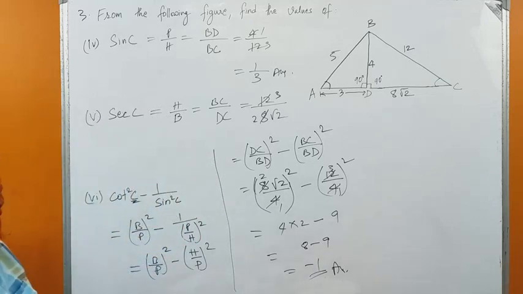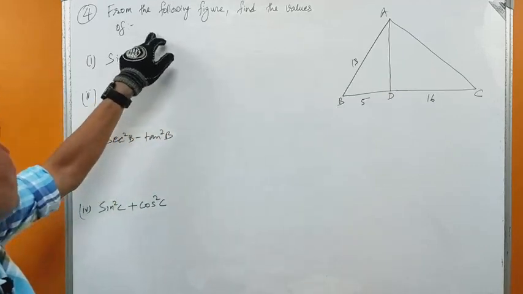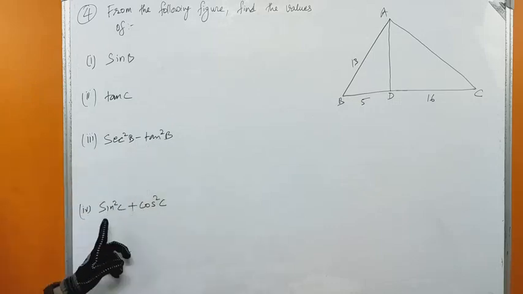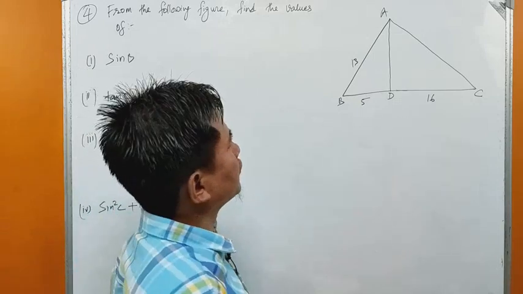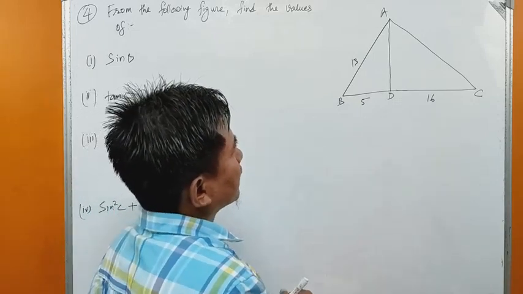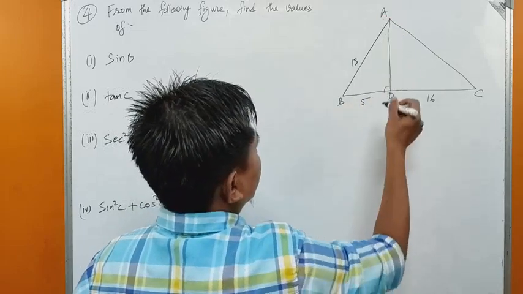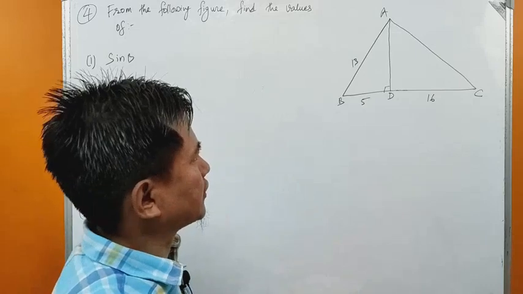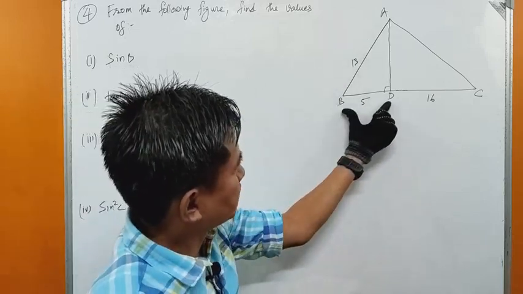Now let us do question number 4. From the following figure, find the values of number 1 sin b, number 2 tan c, number 3 sec square b minus tan square b, and sin square c plus cos square c. So this is the figure given to us. We have 2 right angle triangles here also, isn't it? One is triangle ABD and another is triangle ADC. Similar figure to the previous question, isn't it? So we have hypotenuse AB and base BD.